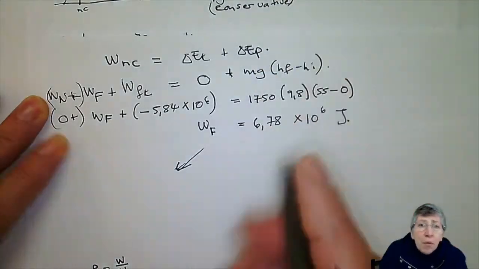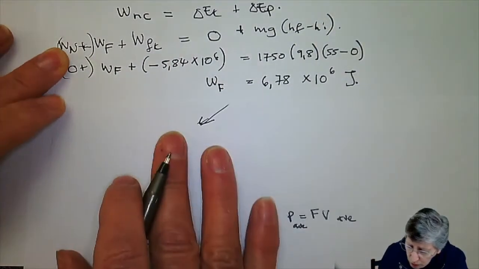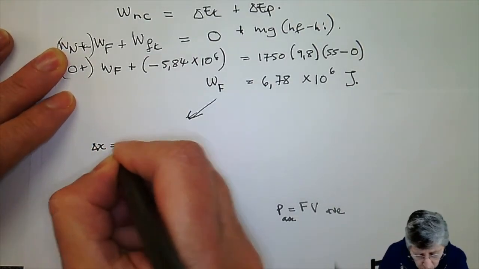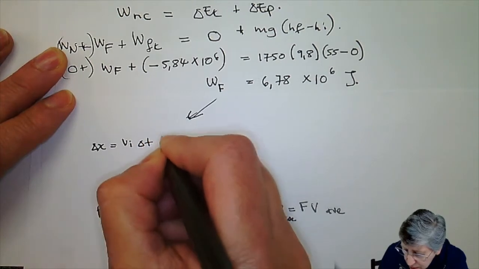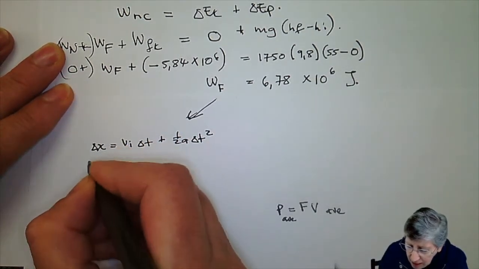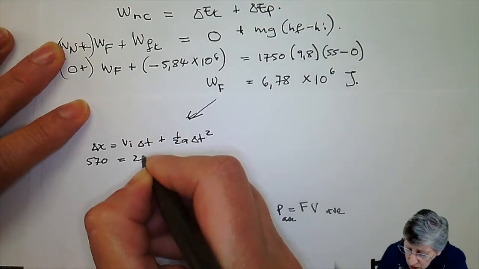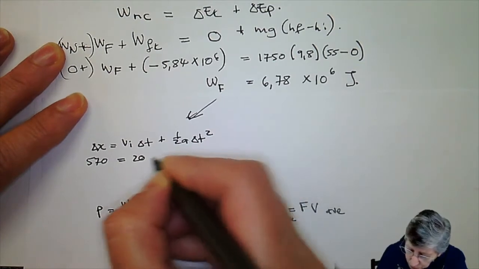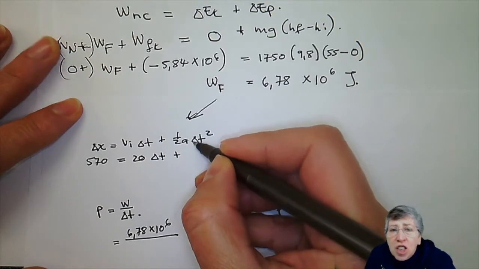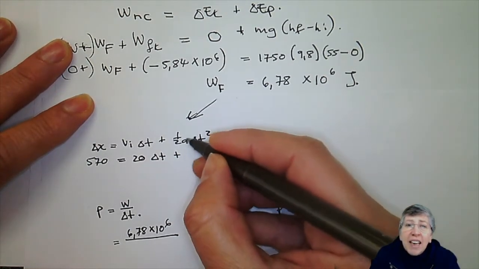For this one, I would like to use an equation of motion, and there is more than one that you can use, but let's start by saying delta x equals v initial delta t plus a half a delta t squared. The distance traveled will be 570. The initial velocity is 20, and we are looking for the time. What do we know? It's traveling at a constant 20, so it is not changing velocity, so it is not accelerating.